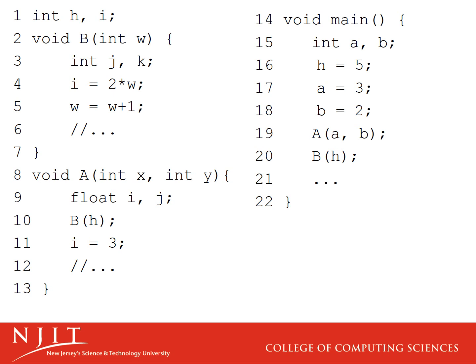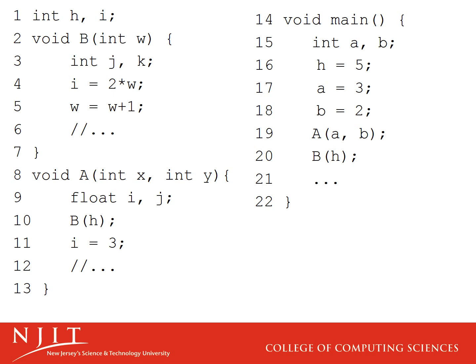The function b is its own scope, so the code in lines 3, 4, 5, and 6, that's the body of b, that's its own scope. The scope associated with the code at lines 9, 10, 11, 12 is the scope for the function a. And as you can see, b and a are completely disjoint, and main is also completely disjoint. So notice in main, I say int a b, I assign to h, I assign to a, I assign to b.